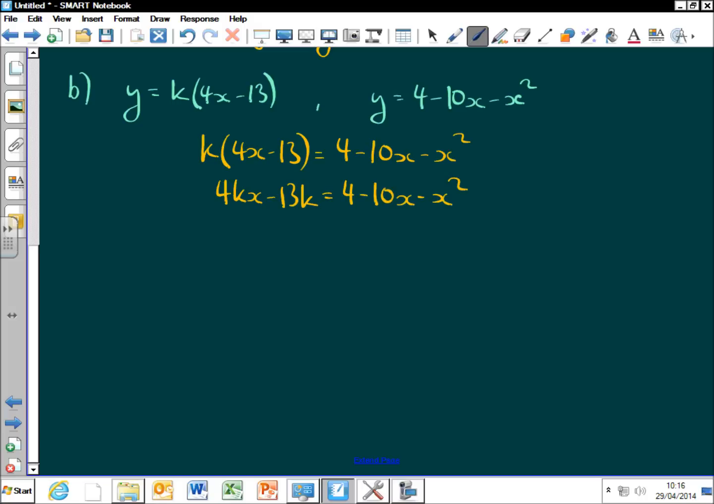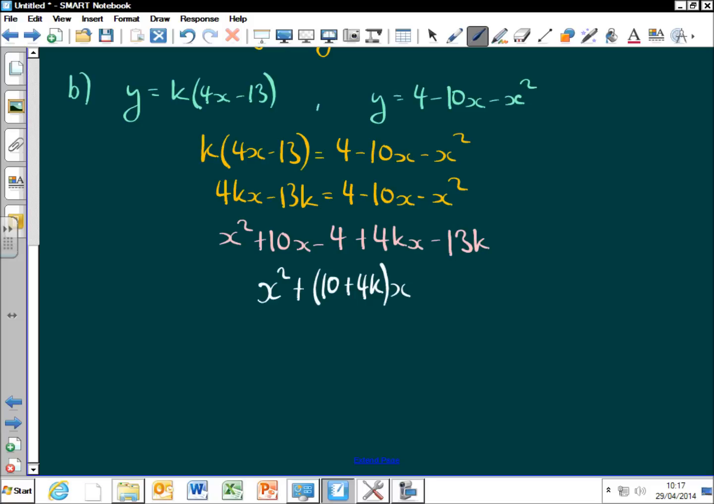Now it's got it all onto one side and all equal to 0, so I'm going to bring everything onto this left hand side. So I'm going to get x squared plus 10x, so this is me bringing the right hand side over, minus 4, and then I've still got this plus 4kx and minus 13k. Okay, and then I'm going to just put all this together. So it's x squared. Now how many x's have I got? I've got 10x plus 4kx. So let me put that in. (10 plus 4k) lots of x.